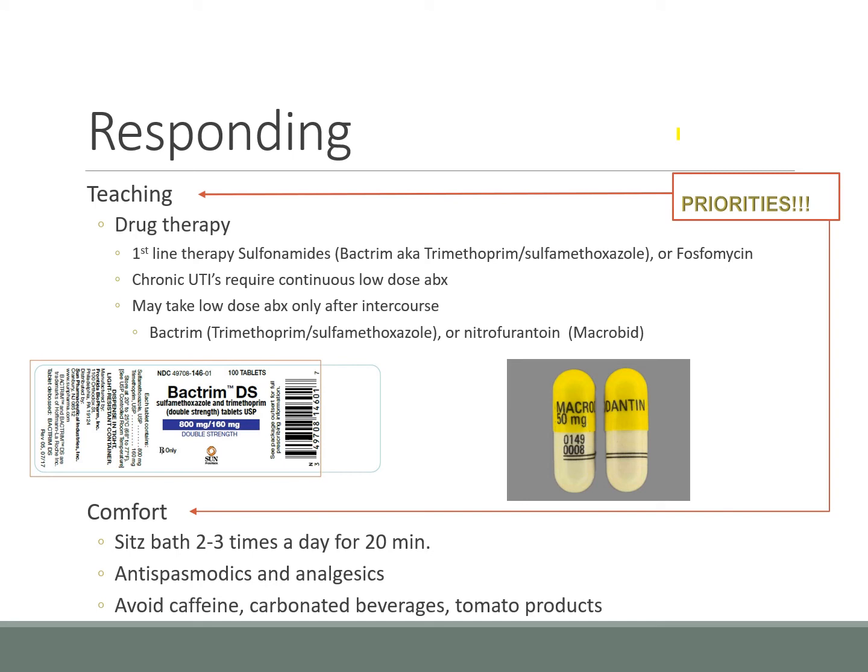For drug therapy, we are going to give our patient urinary antiseptics or antibiotics. In fact, the first line of medications are going to be sulfonamides. The one that comes to my mind is Bactrim. Bactrim is a combination drug consisting of trimethoprim and sulfamethoxazole. I know, we'll just stick with saying the word Bactrim.